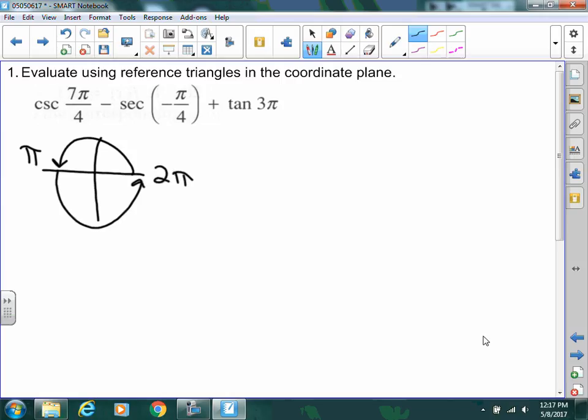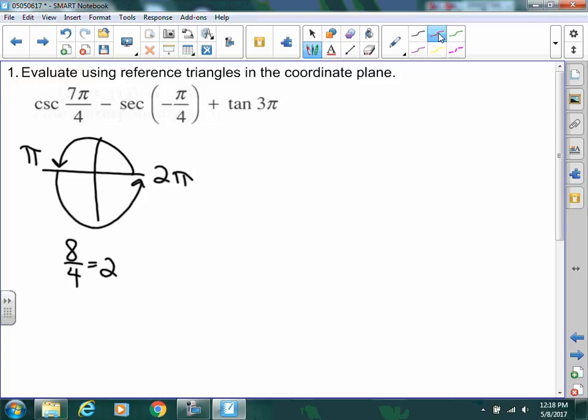Halfway around is pi, all the way around is 2 pi. And 7 is very close to 8 over 4, right? 8 over 4 is 2. We didn't quite make it all the way around, but we were very close to 8 over 4. So we're going to cut this off.